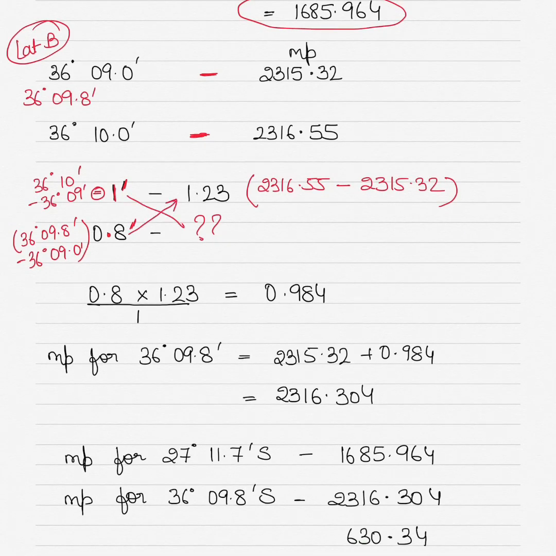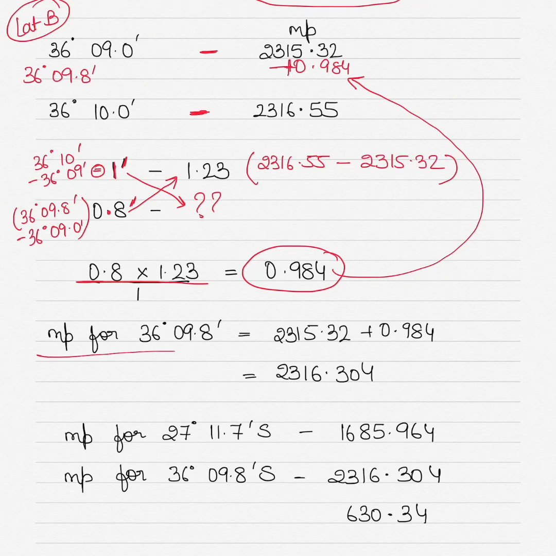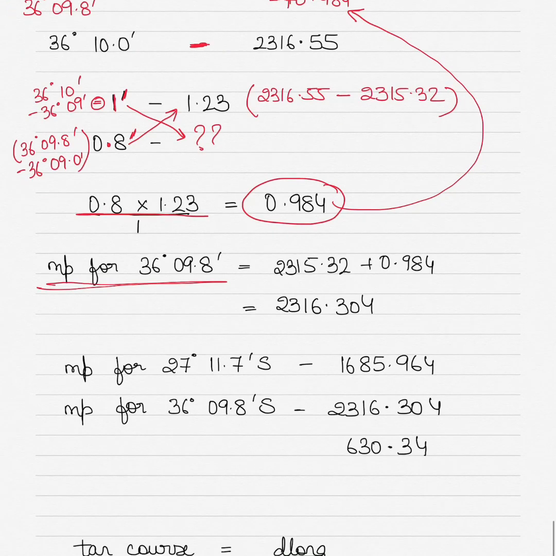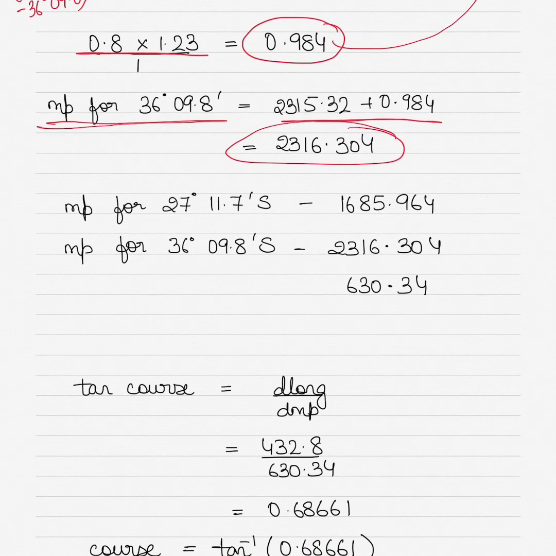So again, a cross multiplication will result in the below equation. You get a correction value of 0.984, which you will take here and add to this value, because from 9 to 9.8 the value is increasing, so I will add it. Once I add it, I get the MP value for 36 degrees 9.8. I get 2316.304.